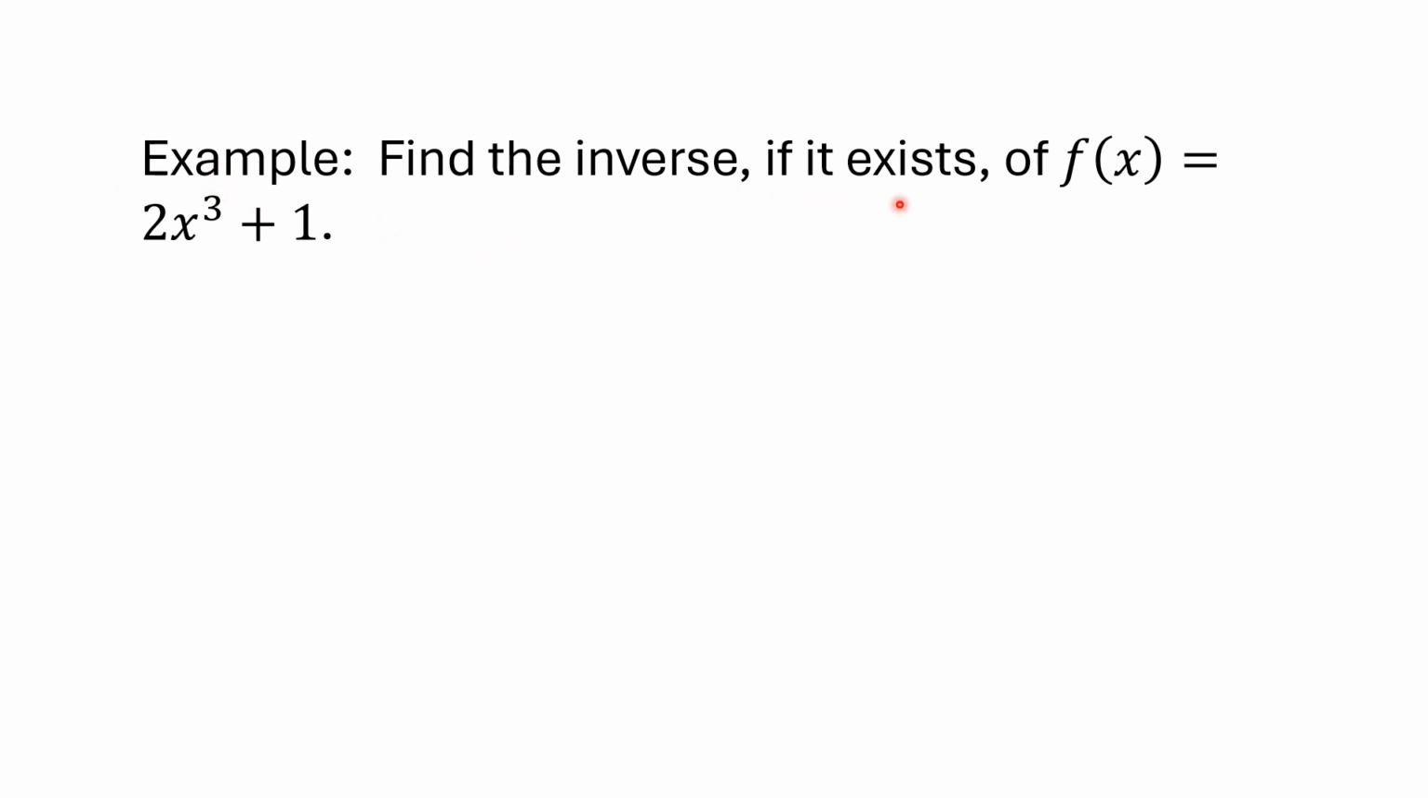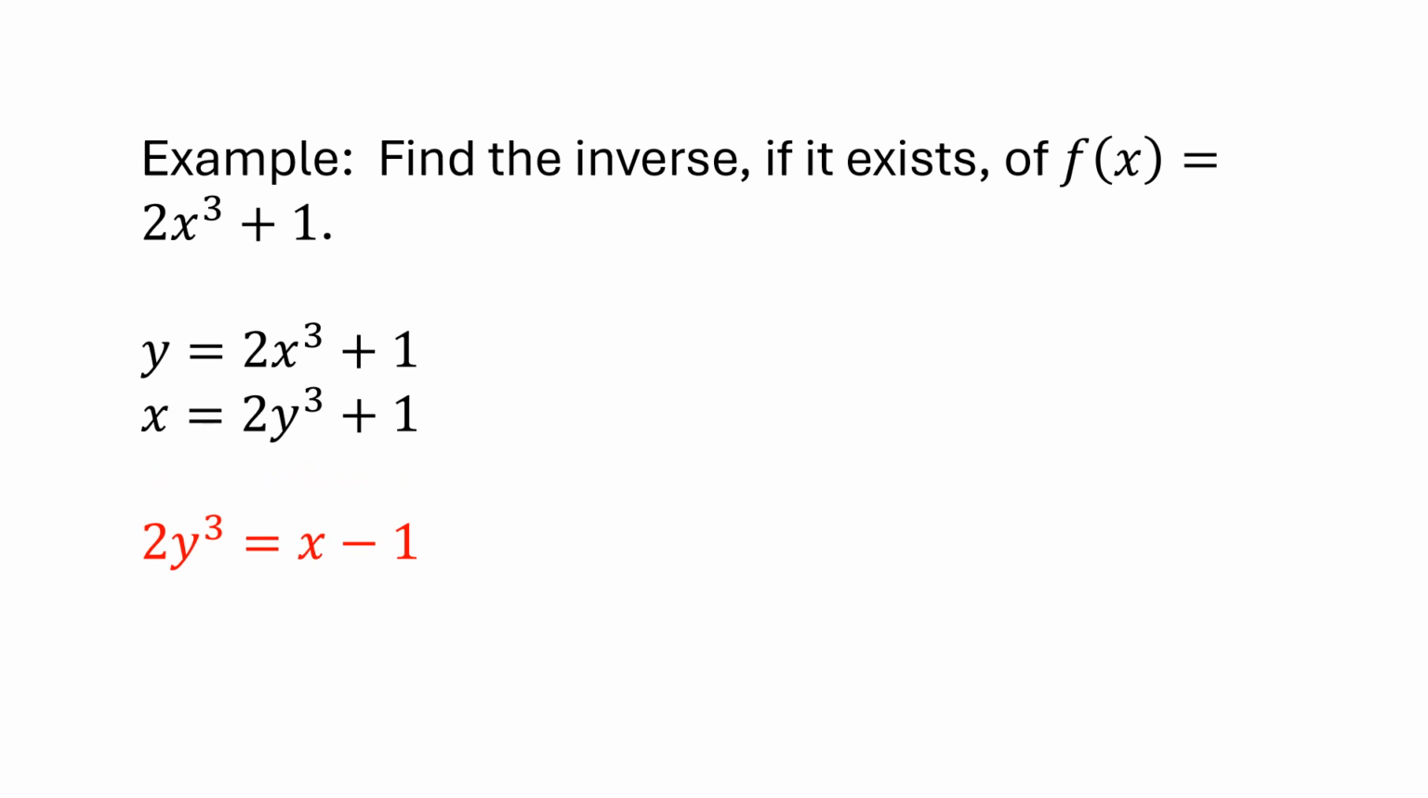Example: find the inverse, if it exists, of f of x equals 2x cubed plus 1. First thing we do is write y equals 2x cubed plus 1. Now we replace y with x and x with y, and we get x equals 2y cubed plus 1. Now we have to solve for y, so we get 2y cubed on one side, and we have x minus 1 on the other.